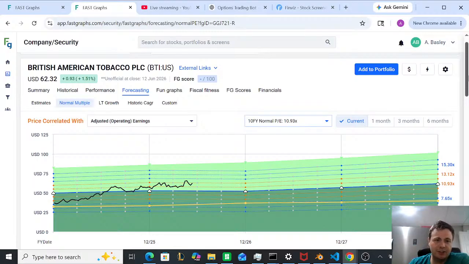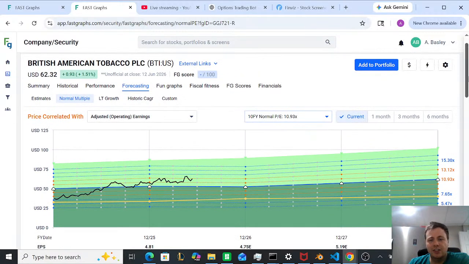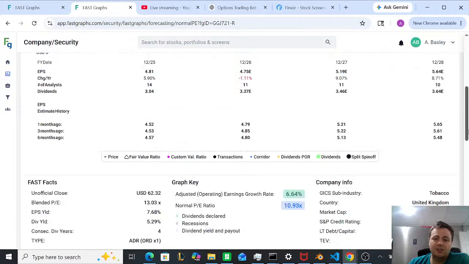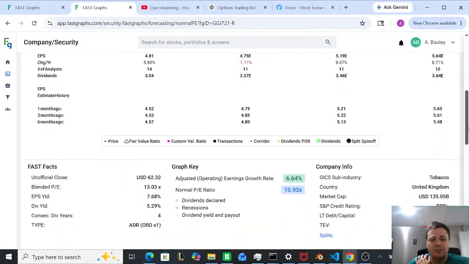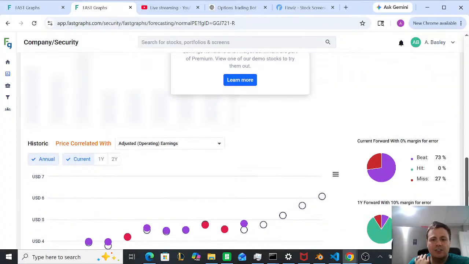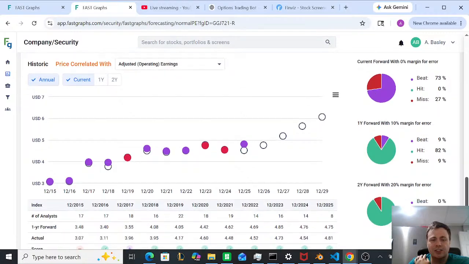And the first thing I always do is I come and put the ticker into this tool and get a cursory glance of what the price to earnings value looks like. So if we scroll down on this forecasting page, we see premium feature. I don't pay for the full subscription, I just get the cheap version, but it does okay for me.